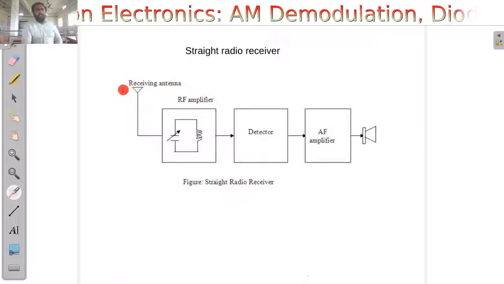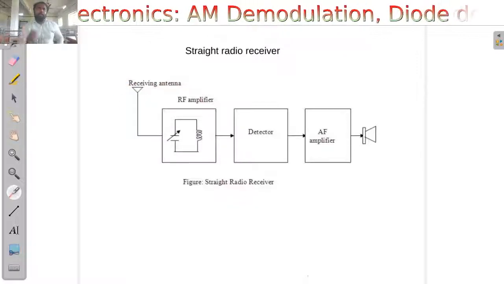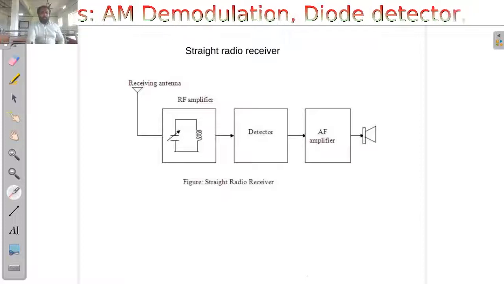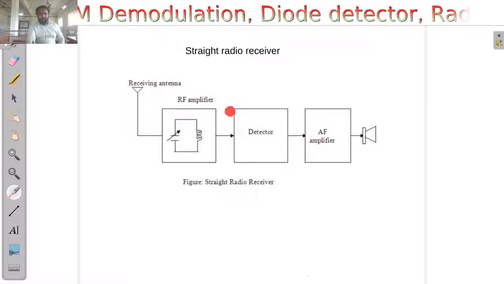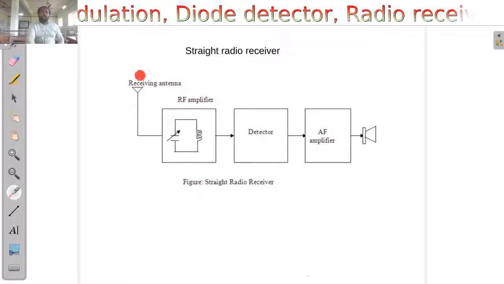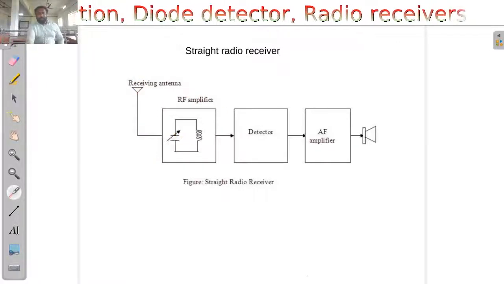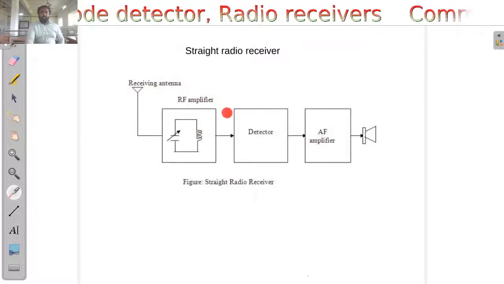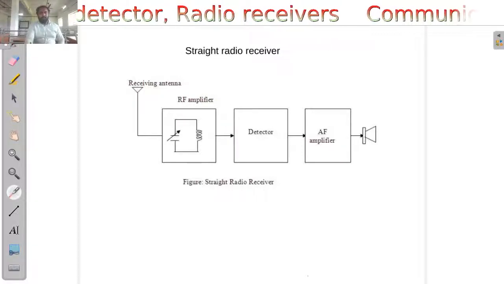The currents that are induced on the receiving antenna are in the microampere range, so it is not possible to directly detect from it. So we'll be using an RF amplifier. This is an RF amplifier which is tuned to amplify the signal that is coming through the receiving antenna, and this signal will be used to give the diode detector its input.